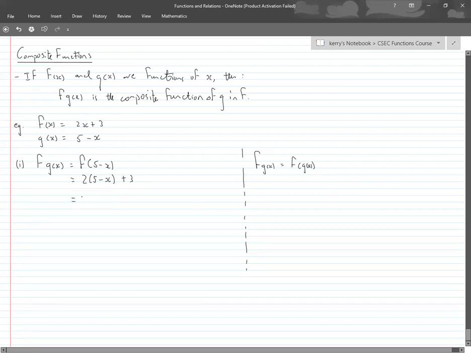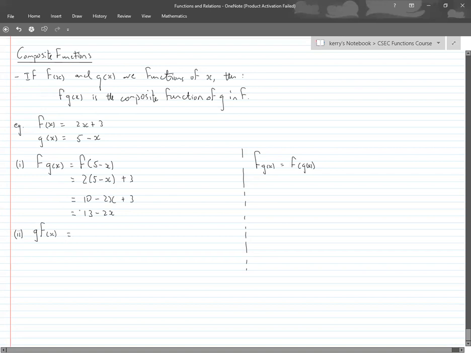And now to simplify, 2 by 5 is 10, sorry, minus 2 by x is 2x, plus 3. And now 10 plus 3 will give us 13 minus 2x. And this is the composite function f of g of x. Let's go with part 2 now. Part 2 is g of f of x. How do we do this?